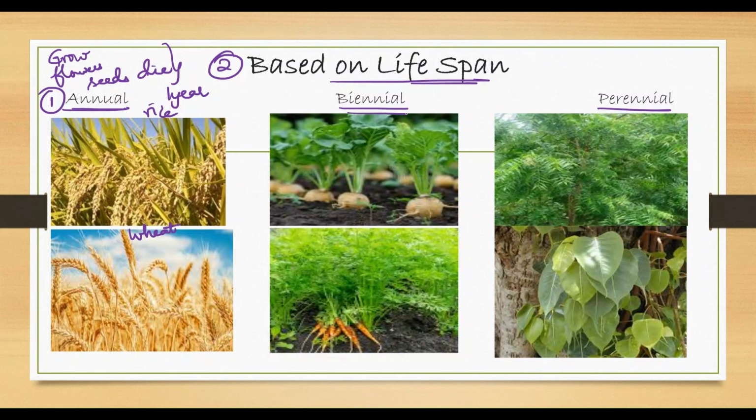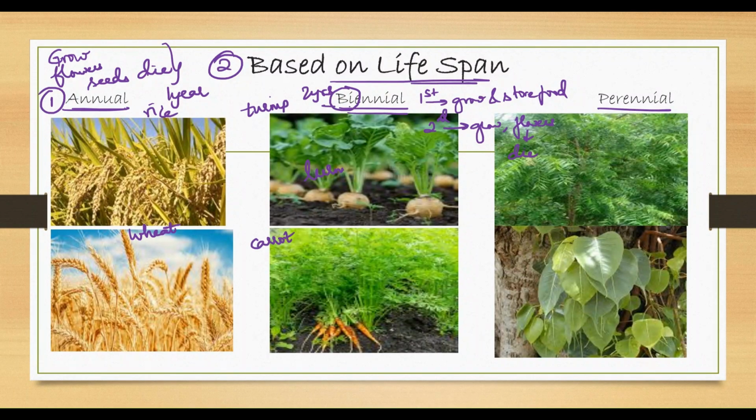What are biennial plants? As the name suggests, by 2 years. They complete their life cycle in 2 years. In the first year, these plants grow and store the food. In the second year, they grow, produce flowers, and then die in the second year. They utilize the food for the production of the flowers, and then they die. Examples include turnip. Sorry, I'm writing turnip and carrot.